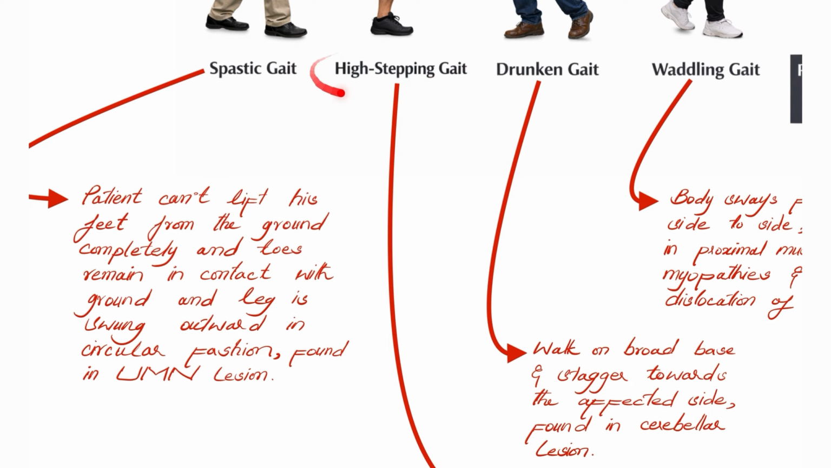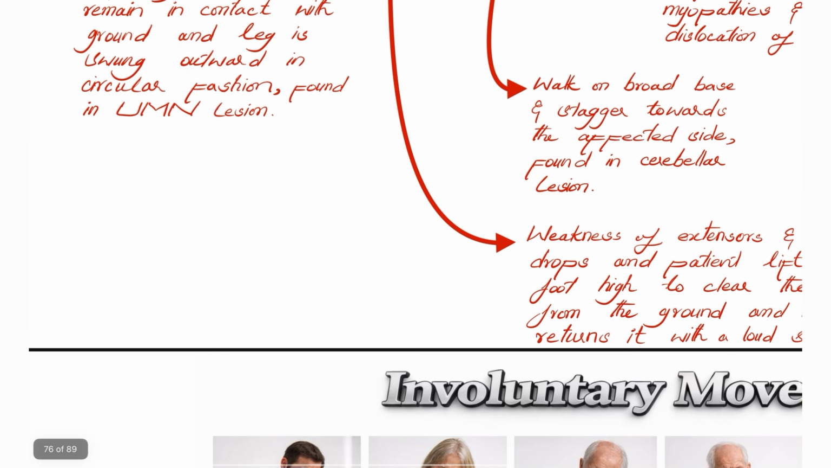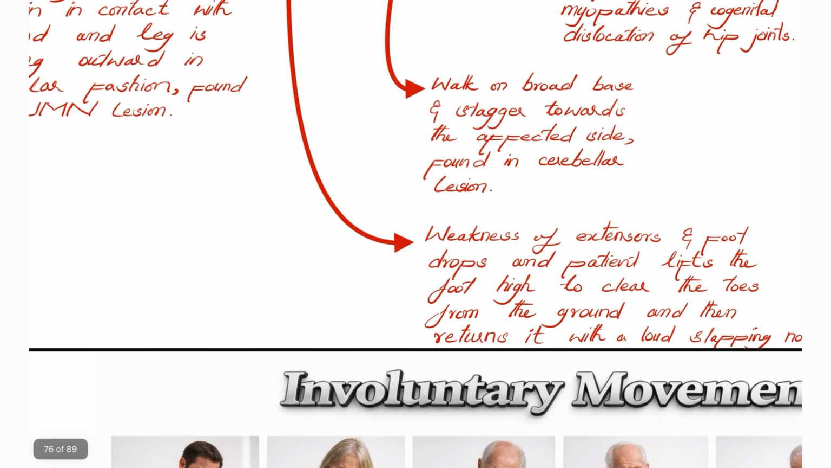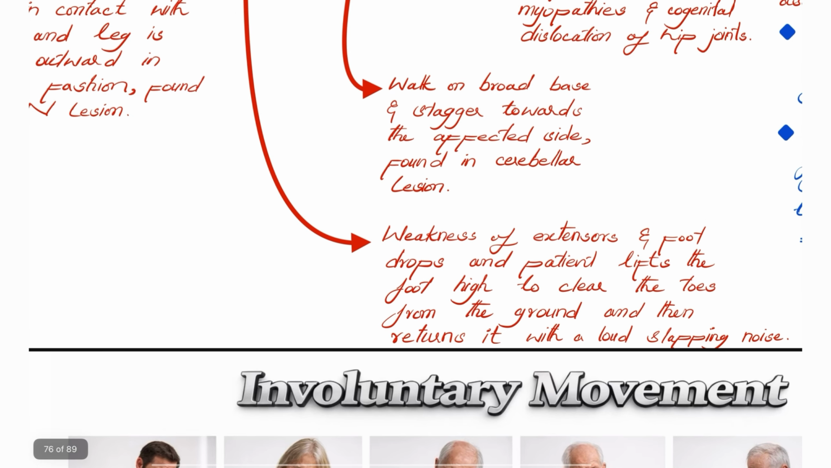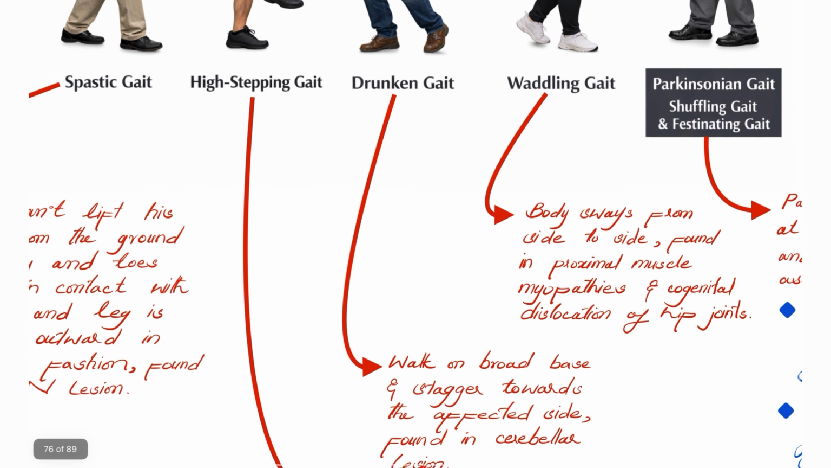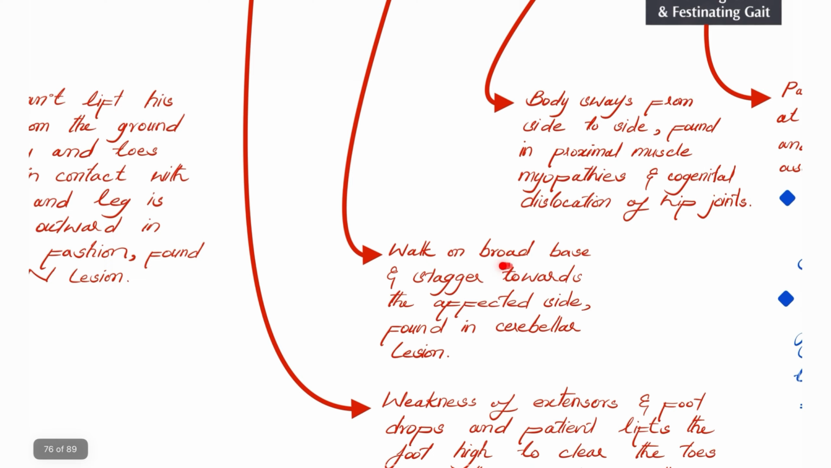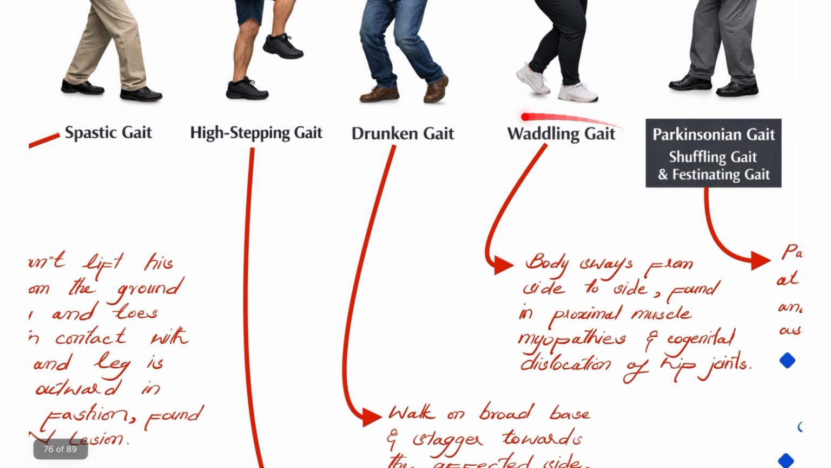The next one is high stepping gait. There is weakness of extensors and foot drop, and the patient lifts the foot high to clear the toes from the ground and then returns it back with a loud slapping noise. Drunken gait. Well, this is present in cerebellar dysfunction. The patient walks on a broad base and staggers towards the affected side, and it is found in cerebellar lesion. Waddling gait. The body sways from side to side, and it's found in proximal muscle myopathies and congenital dislocation of hip joints.